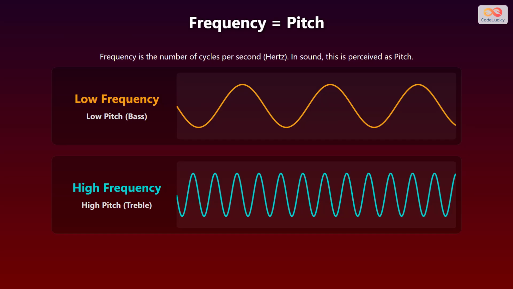The second key property is frequency. This is how many wave cycles happen in 1 second. We perceive frequency as pitch. A wave that wiggles slowly has a low frequency and creates a deep bass sound. A wave that wiggles very quickly has a high frequency and creates a high-pitched treble sound.